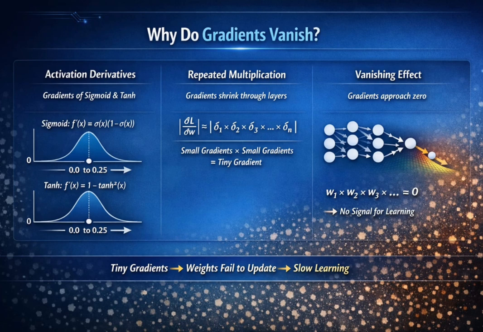Next, let's go to the mathematical insight. Let's look at the math. The derivative of sigmoid is sigma(x) times (1 minus sigma(x)), which is always less than 0.25. When we multiply these small values across many layers, the result becomes nearly zero. This is why gradients vanish. It's not just a theoretical issue, it directly affects how well our models train.